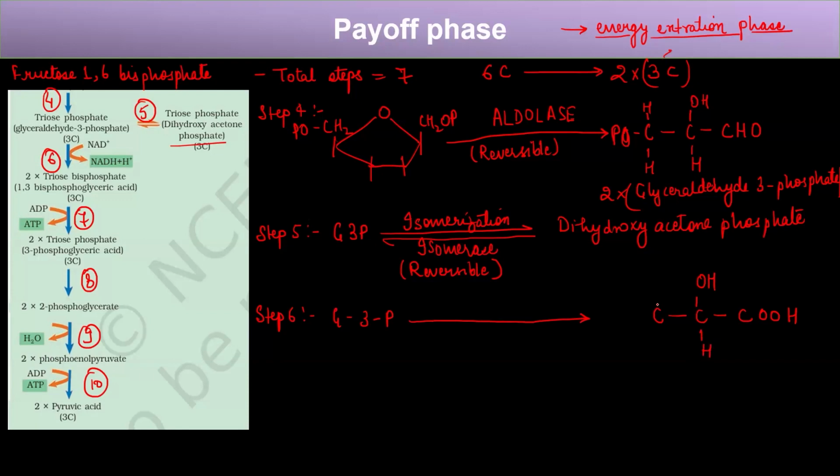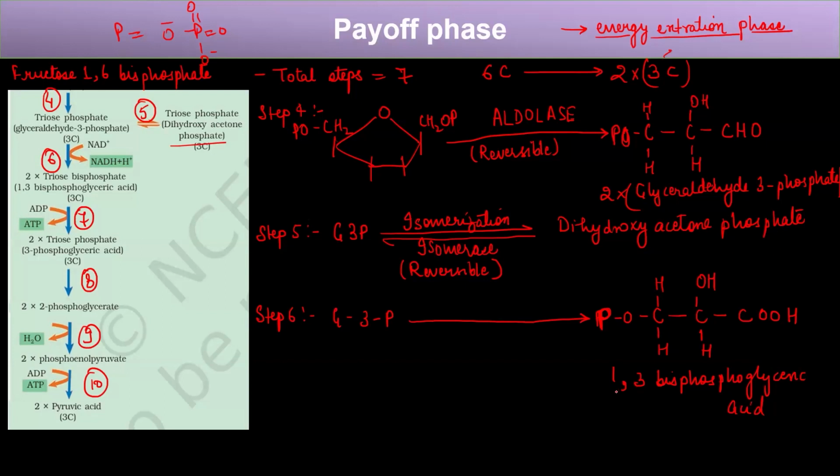And then on the third carbon, we have H and here the phosphate group. This phosphate group is not just P; it looks something like this. So this is the phosphate that I'm representing by P. So glyceraldehyde 3-phosphate gets converted into 1,3-bisphosphoglyceric acid.